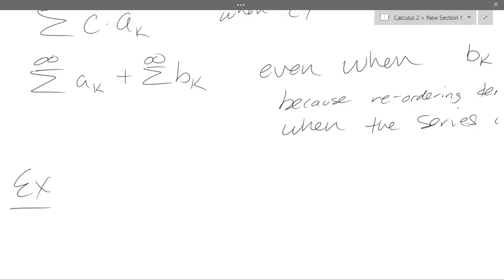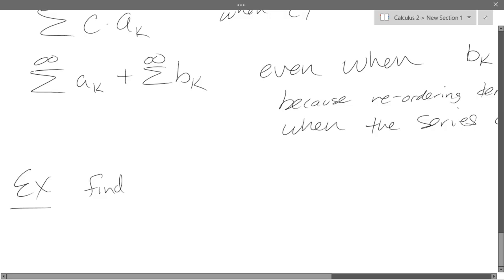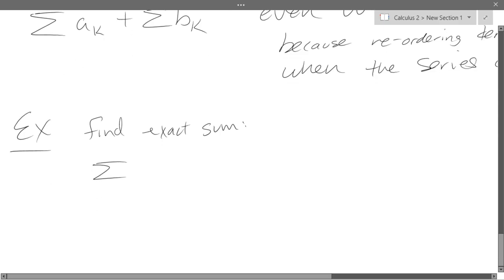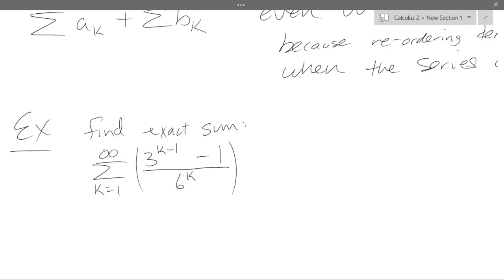So here's our last example. Find the exact sum. Summation k equals 1 to infinity, (3 to the k minus 1, minus 1) divided by 6 to the k. So first thing to notice, that does not look like a geometric series. So let's make it a geometric series.